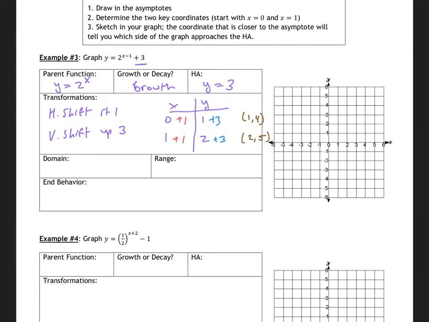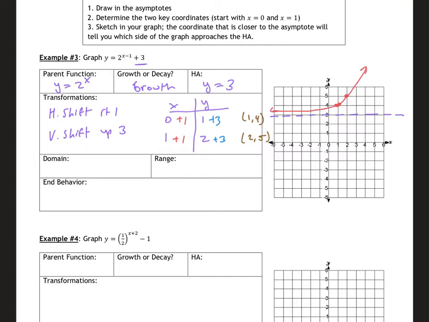If I take that information and sketch it, my asymptote up here was y equals 3, so I have a horizontal asymptote. My 2 points I'm going to plot now are 1, 4, so over 1, up 4, and over 2, up 5. And you can see it's growth, so it's going to go up like this. And you have your sketch.